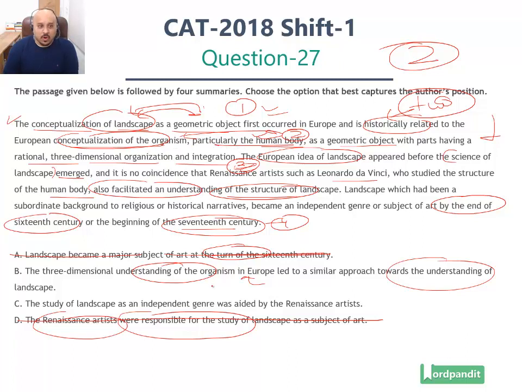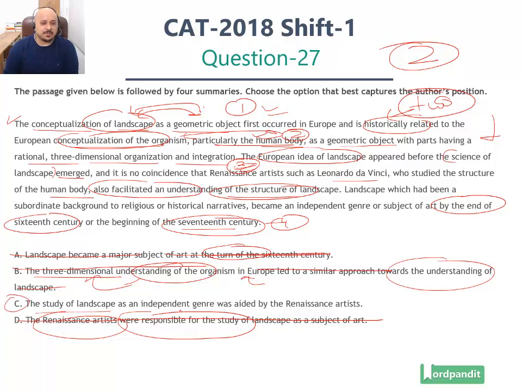So it's related to what? The conceptualization of the organism, the human body. This answer option says the three-dimensional understanding of the organism. Now the correlation has not only been done with the three-dimensional understanding of the organism, it's been done with the conceptualization of the organism as a geometric object. So this completely changes the sentiment implied by the author, right? In the original paragraph there is a huge shift. Hence option number B is also ruled out on account of factual inaccuracy.